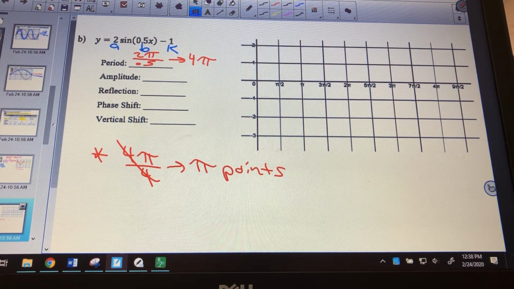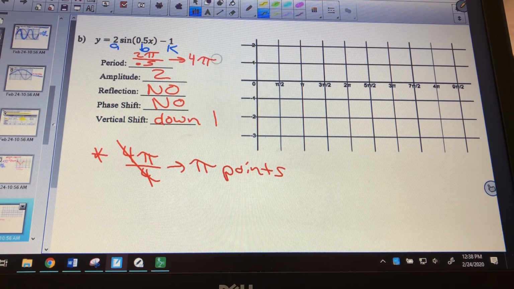What's our amplitude going to be? 2, thank you. Is it reflecting? Do we have a negative A value? No. Shifting left or right, phase shift? No. Vertical shift? Yes. Down 1, good. Okay.